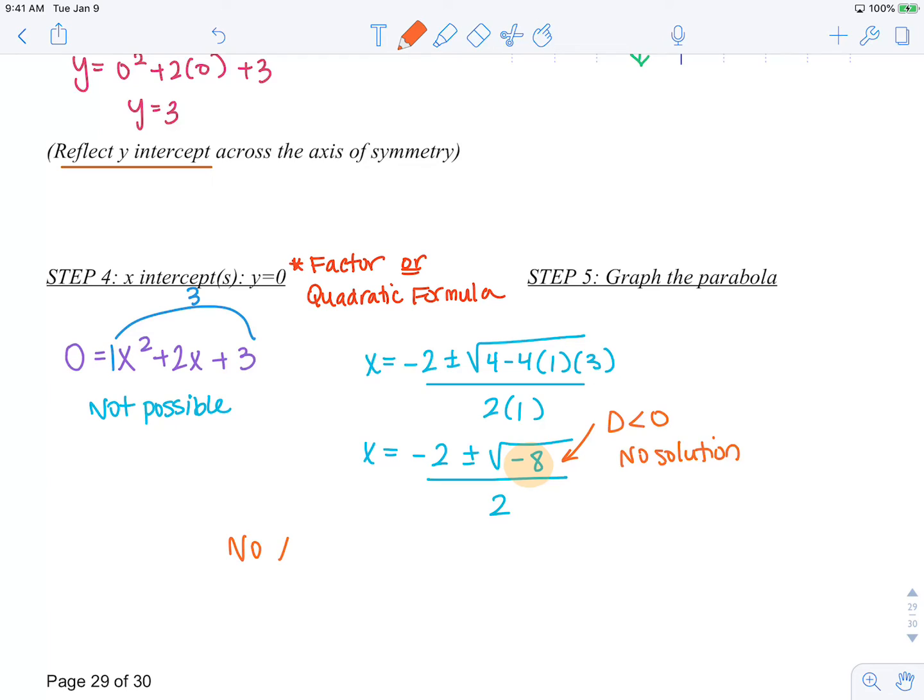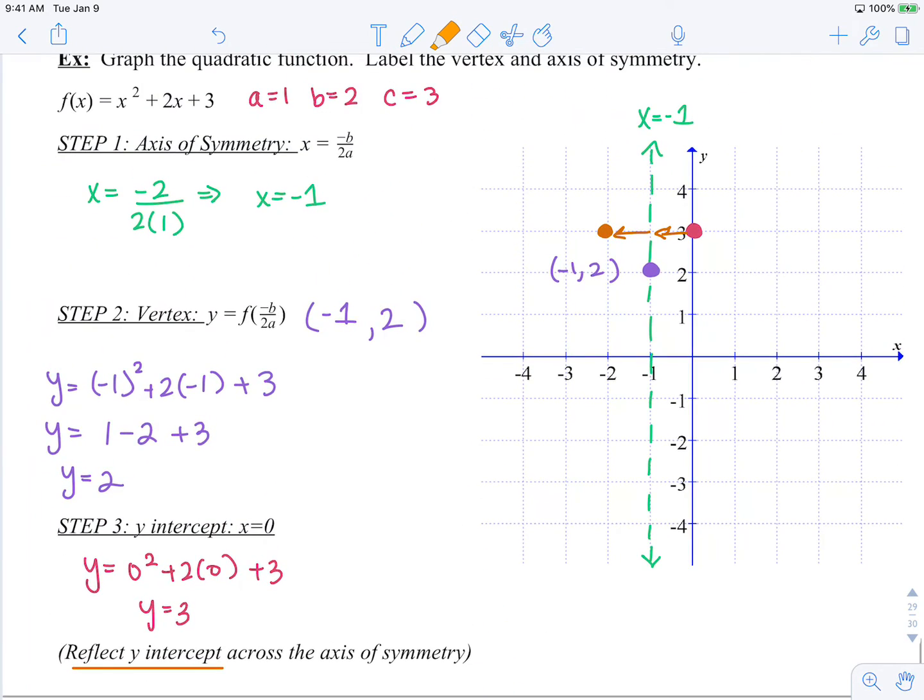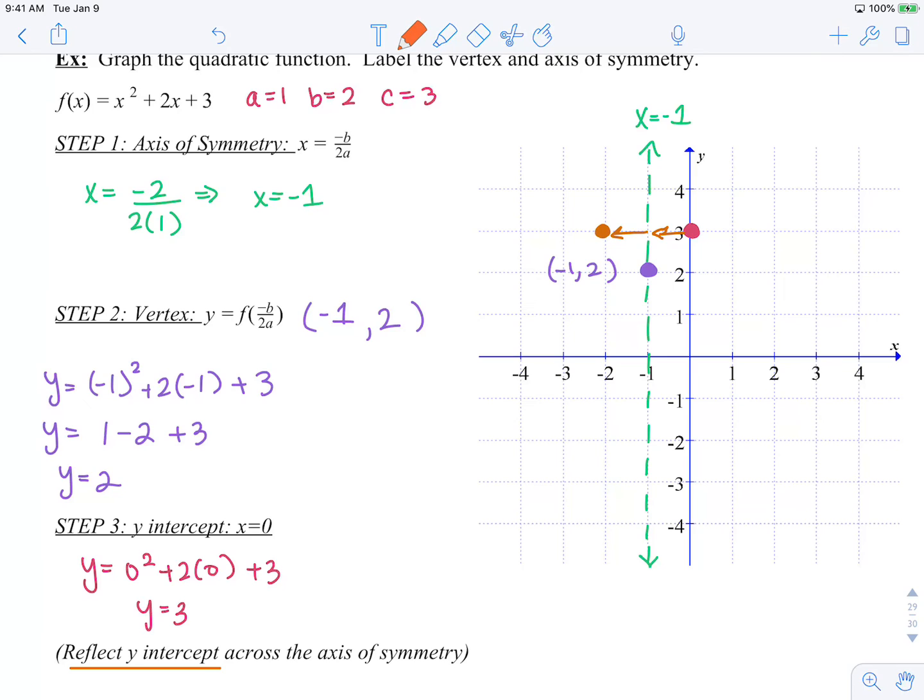Therefore, there are no x-intercepts for this problem, which can happen. So notice, if I look up here and I just connect these 3 points that we have, our parabola has to open upward like this, and you can see it will never cross the x-axis. Therefore, there are no x-intercepts.